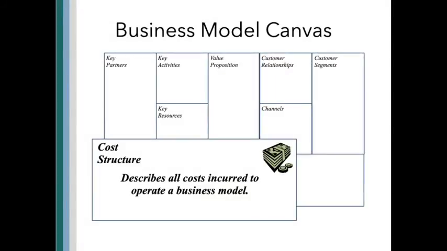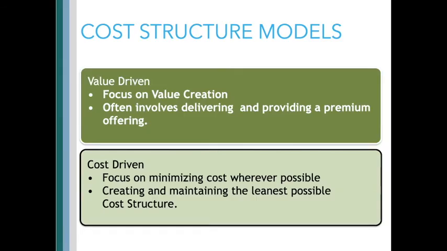All the different costs incurred to operate the business model. You guys have to decide as an organization, do we want to be known as someone who's always focused on costs? We're going to be the lowest price guy in the market, we're going to be constantly looking at everything we do to try and keep our costs down? Or are we going to be focused on adding the most value to our customer?